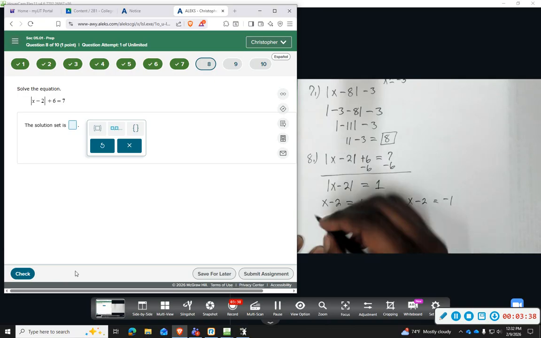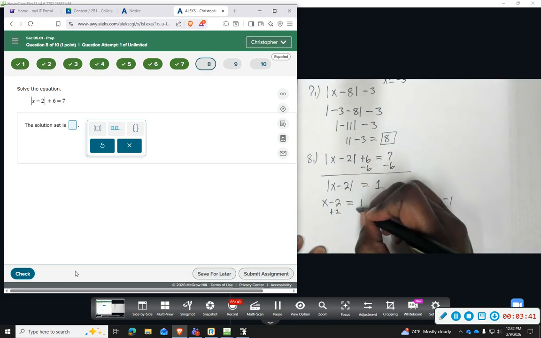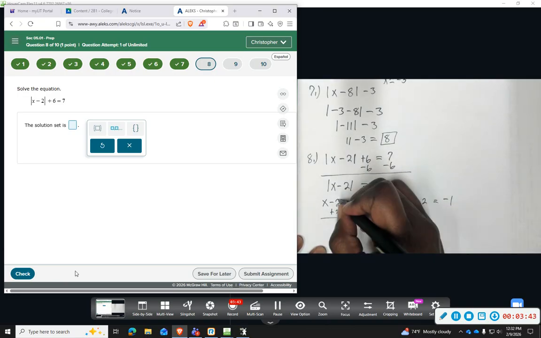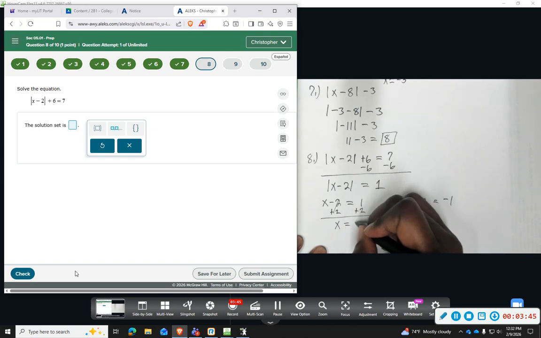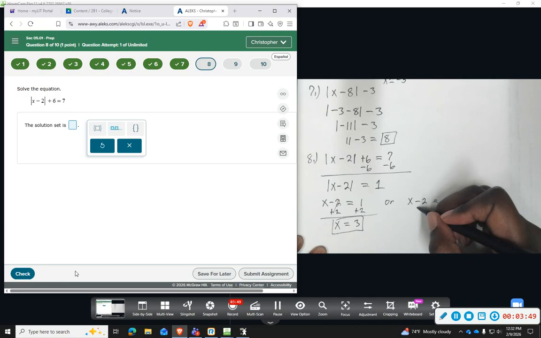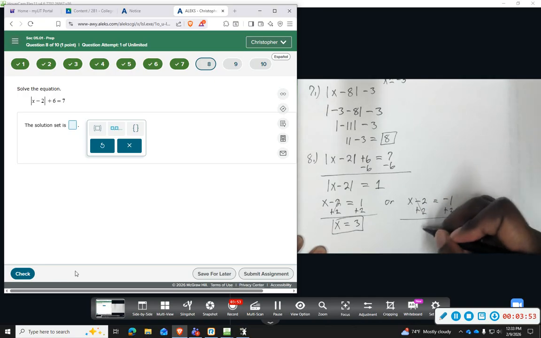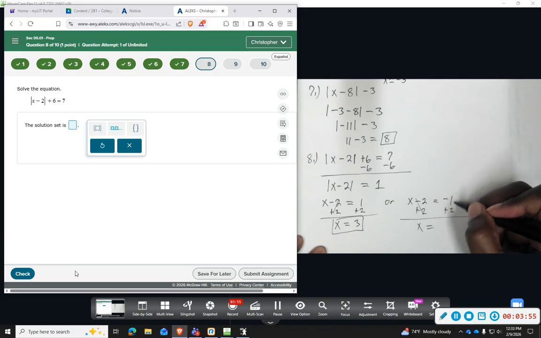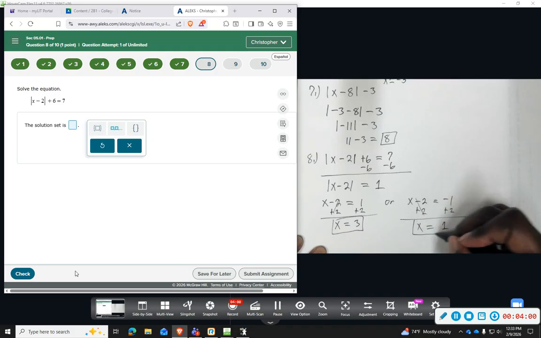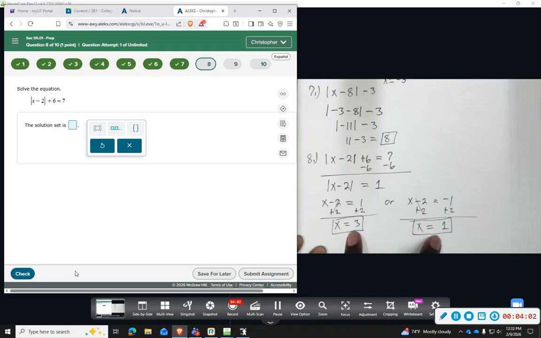So add 2. x equals 3 is one possible solution. Or, same thing, you still add 2, and we get x equals a positive 1. So either one of these solutions, if you plug in for x, and it's very important you plug in, if you do 3 minus 2, that is 1. Absolute value of 1 is 1.